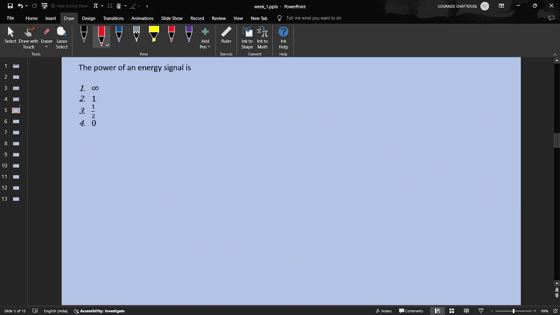So here the question is a bit similar. It just says: what is the power of an energy signal? Fine. So here also there are two things. We are supposed to compute the power, and we are not supposed to compute the power of any signal, but of an energy signal.